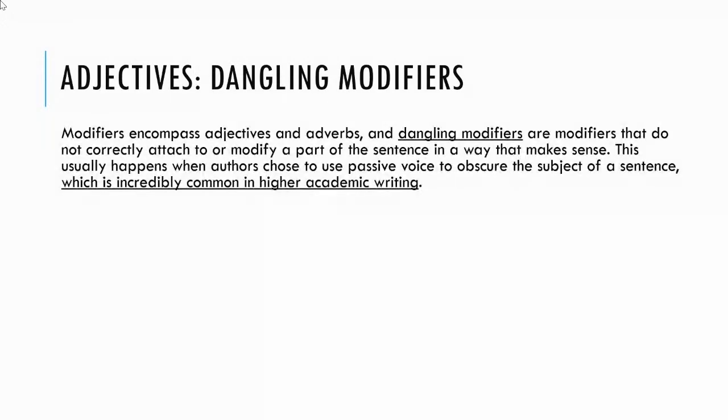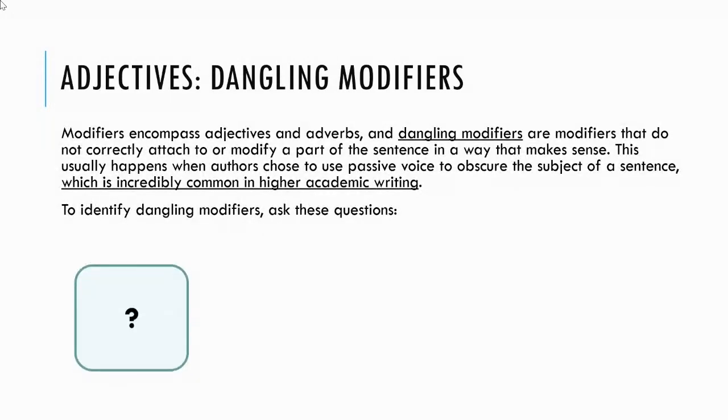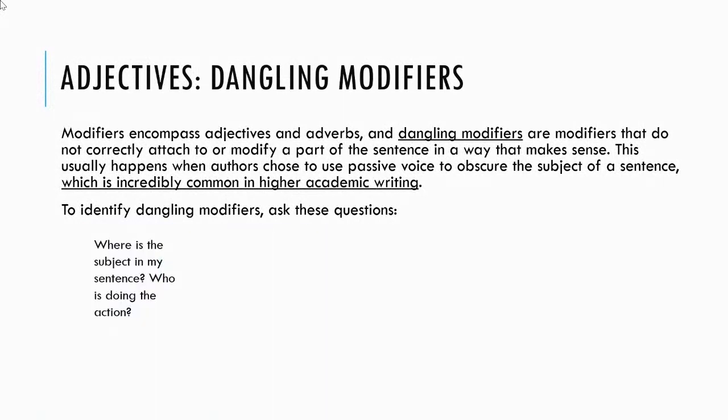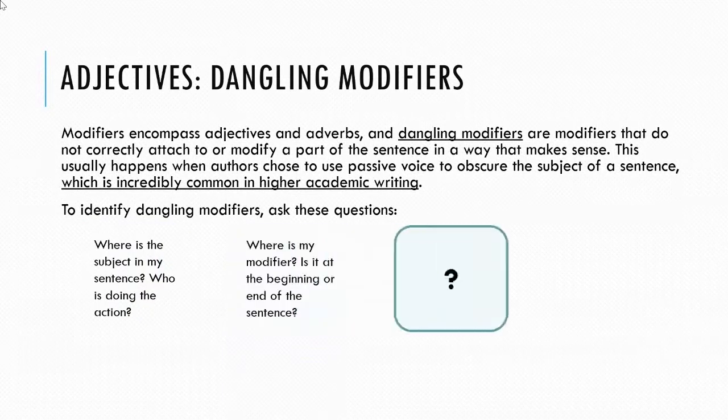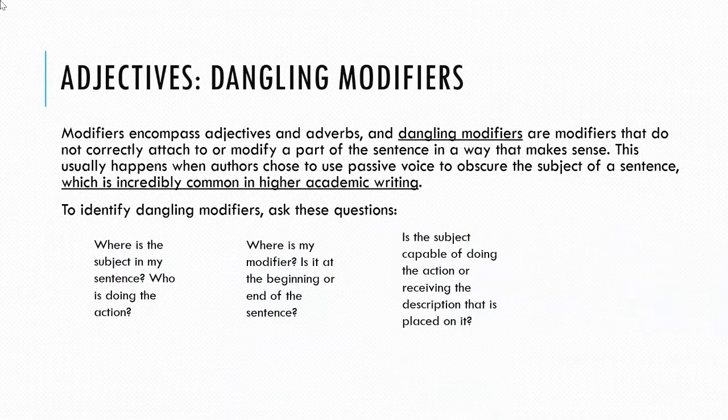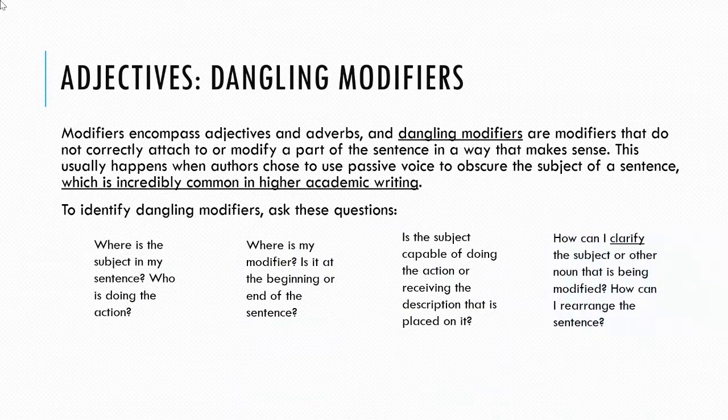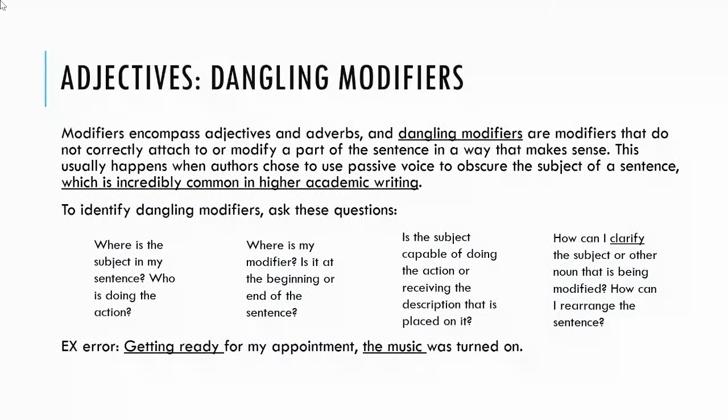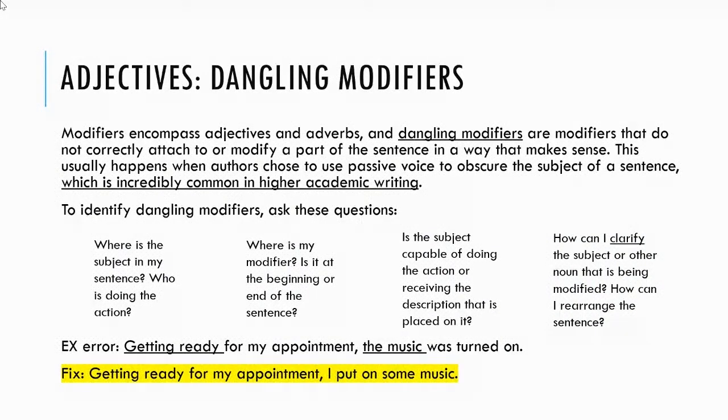First, let's discuss dangling modifiers. So what is a modifier? A modifier encompasses adjectives and modifies the meaning of something in a sentence. Dangling modifiers are modifiers that do not correctly attach to or modify a part of the sentence in a way that makes sense. This tends to occur when authors choose to use passive voice to obscure the subject of a sentence. This is incredibly common in academic writing.